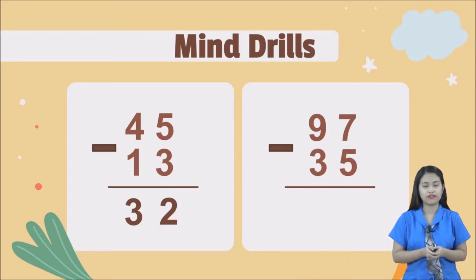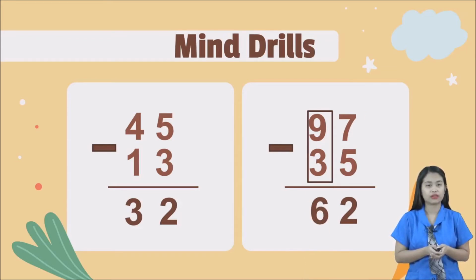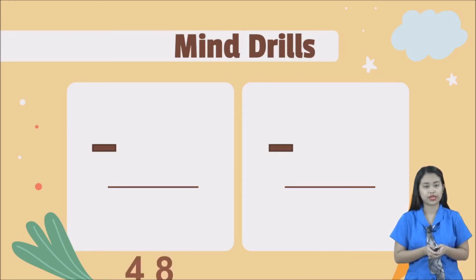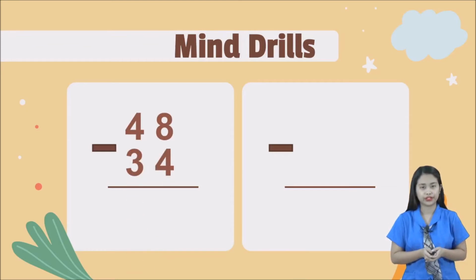So 97 minus 35 is equals to, so 7 minus 5 is equals to 2. 9 minus 3 is equals to 6. So 97 minus 35, we have 62. Next, number 3, we have 48 and 34.